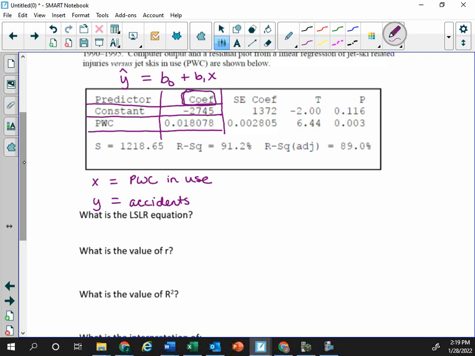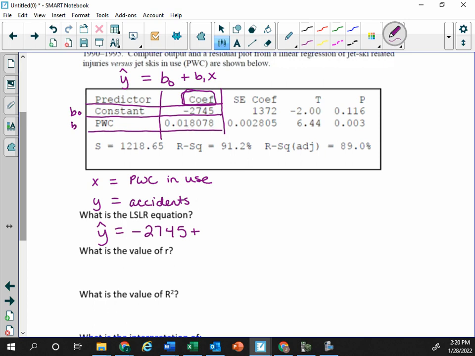Okay, so let's write our regression equation. I'm going to write it two ways here. I'm going to say y hat equals, okay, b sub 0 is your y-intercept. It is a constant. So what number up here is our y-intercept? Yes, negative 2,745. All right, I'm going to say plus. So is the b sub 0 always the constant number? Yes. Yep.